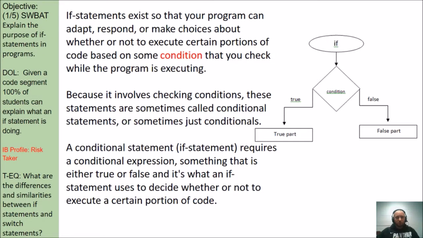So here's a good visual for you. If statements exist so that your program can adapt, respond, or make choices about whether or not to execute certain portions of code based on some condition that you check while the program is executing. Now, because it involves checking conditions, these statements are sometimes called conditional statements or just conditionals. And a conditional statement requires a conditional expression, something that is either true or false, and it's what an if statement uses to decide whether or not to execute a certain portion of code.